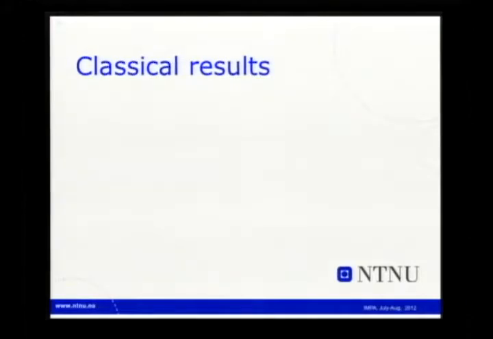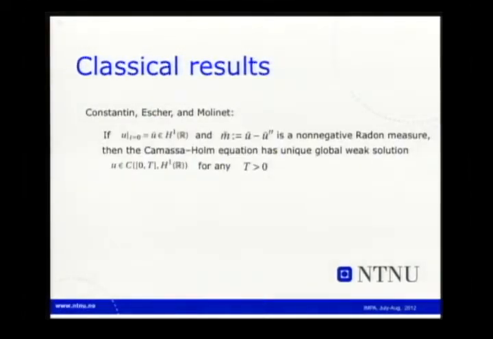So the first kind of results, and this area was pushed a lot by Adrian Constantin and his collaborators. Adrian Constantin did his PhD at Courant with Henry McKean as an advisor, and the topic was the Camassa-Holm equation. So he has studied this for many years. And a classical result is this one.